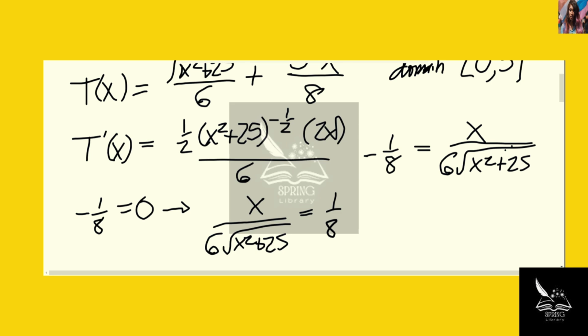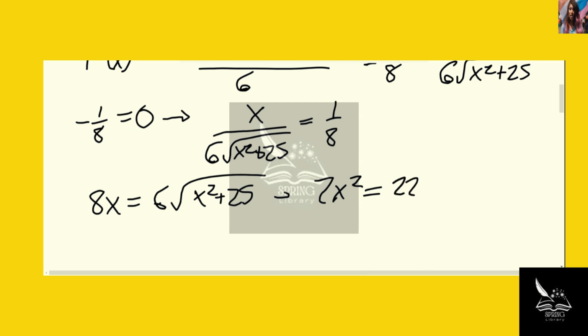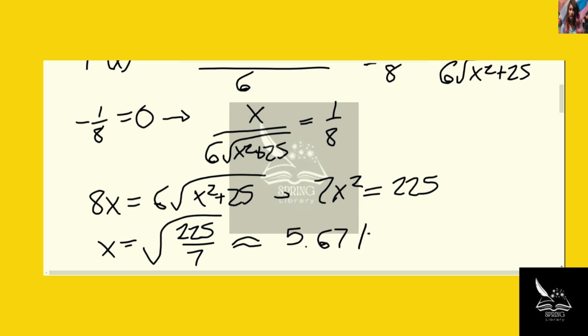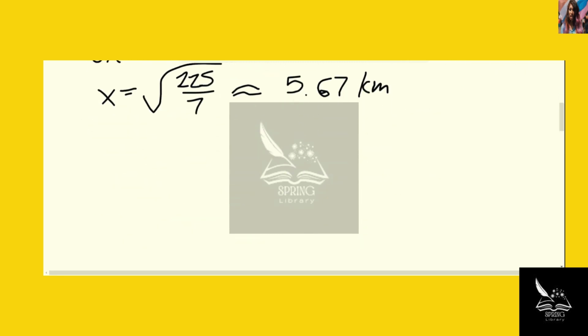So we have 8x equals 6 times the square root of x squared plus 25. Solving this radical equation, you can square both sides. Eventually, you should get 7x squared equals 225. And so x is equal to the square root of 225 over 7, which is approximately 5.67. And recall that the units are in kilometers.